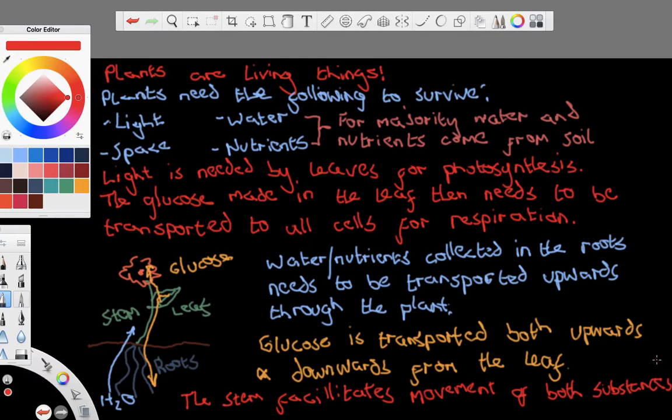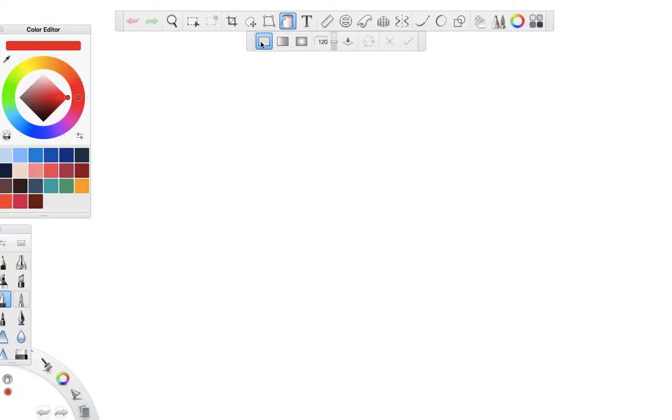Okay, so this stem is what moves the substances around the plant, be it water upwards or glucose in a unidirectional manner, okay, in both ways. So we can refresh this screen. Please remember you can pause the video whenever you want if you want to catch any notes.